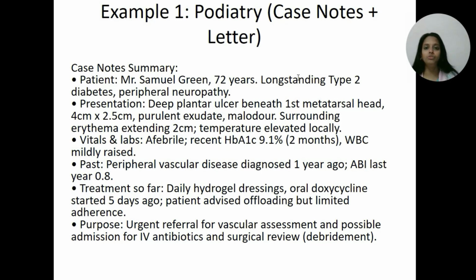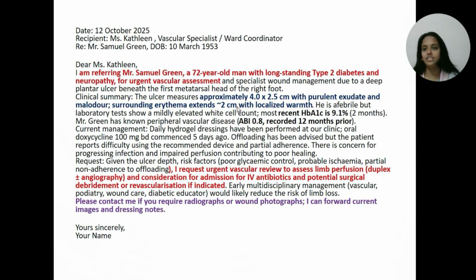Now you need to write a letter. Let's see. First mention the date and the recipient. We'll keep it as Miss Kathleen, vascular specialist, regarding Mr. Samuel Green, date of birth 10th March 1953. If you want, you can pause the video, go through this, and try to find out how we have covered the elements for this writing, the strategies that we followed.